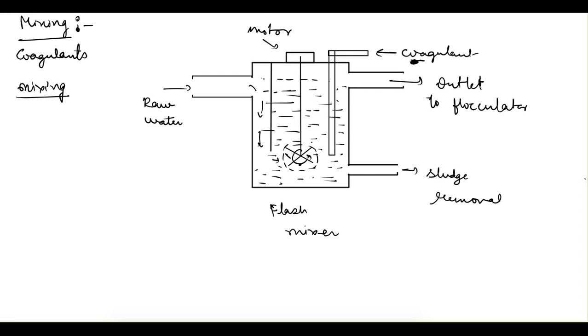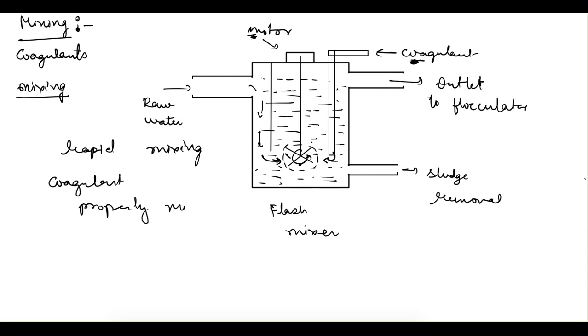So what is happening here: we introduce the coagulant at this point, and one impeller is connected to a shaft, and we have a motor here due to which it is rotating, and from the other side we introduce the raw water. Now at this point rapid mixing is taking place. Because of this rapid mixing, coagulant is properly mixed in water and our purpose is served.